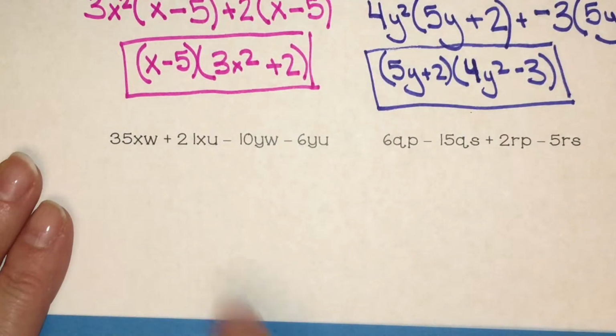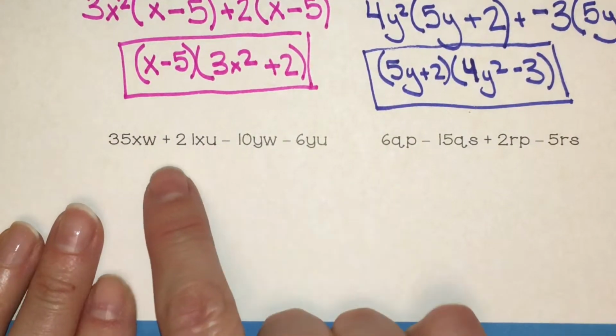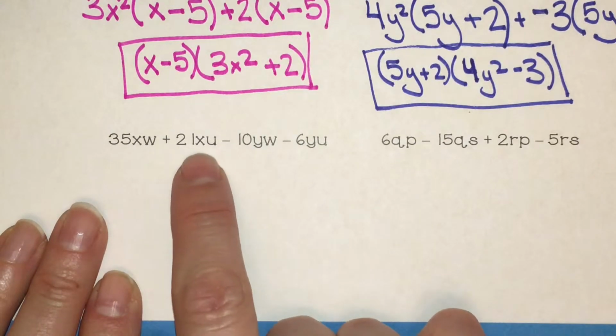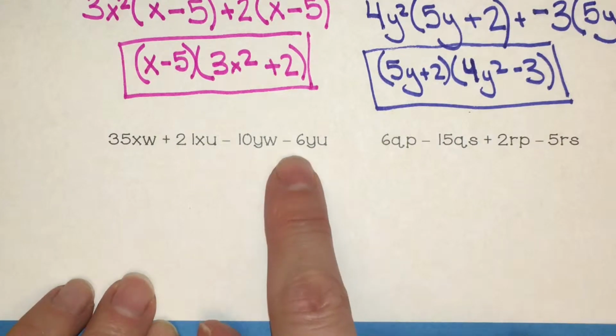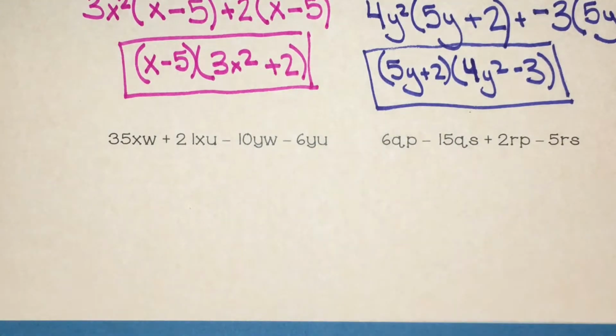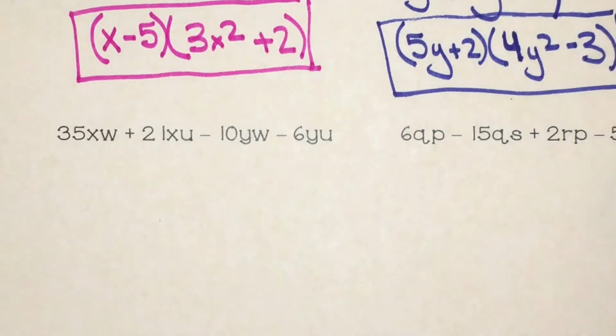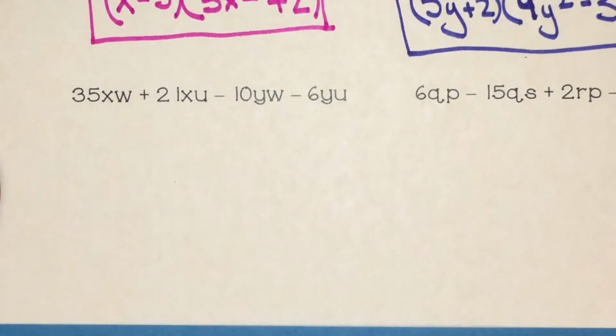So on this one, we have 35xw plus 21xu minus 10yw minus 6yu. So there are a whole bunch of different variables. I'm going to zoom in on this just to make sure that you understand this one.